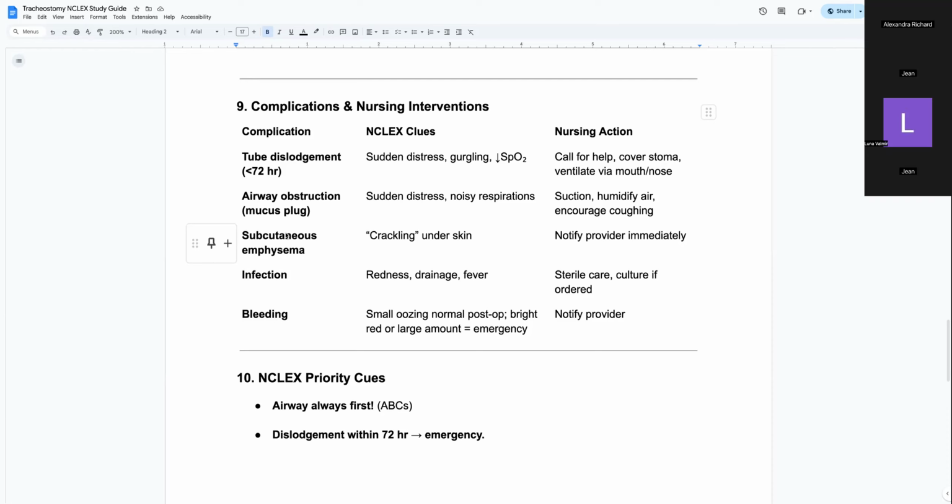Airway obstruction. For airway obstruction, we're going to suction and encourage coughing. Subcutaneous emphysema, this is when air gets into the chest cavity and it makes a crackling noise under the skin. For that, we notify the provider. For infection, we provide sterile care. And for bleeding, we're going to notify the provider. So make sure you study this table for NCLEX.